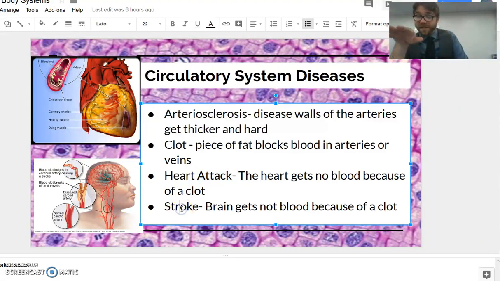Stroke, completely different. There's no CPR for stroke. Stroke is when there's not enough blood getting to the brain. That means parts of the brain are dying because the brain needs oxygen, just like any part of the body. So a stroke is when the blood blocks blood from going to a part of the brain.